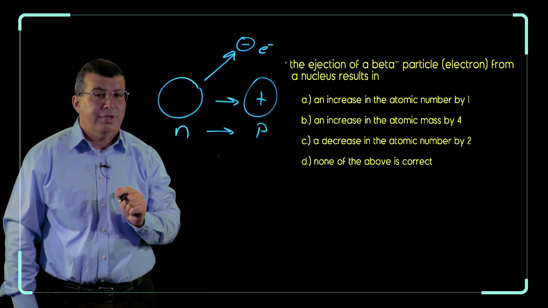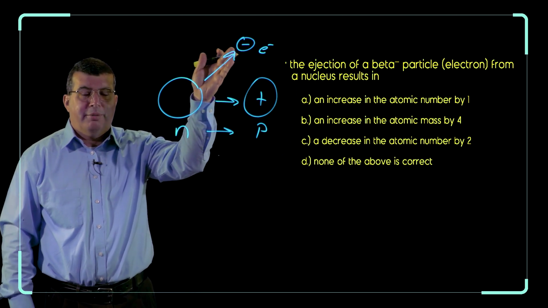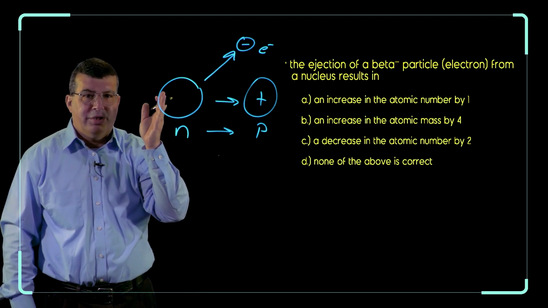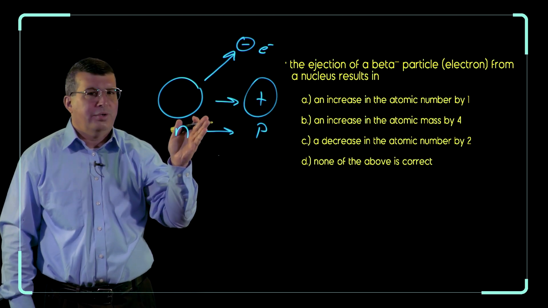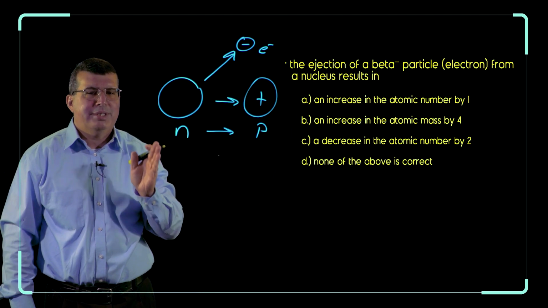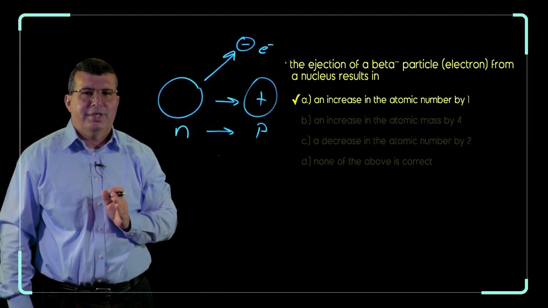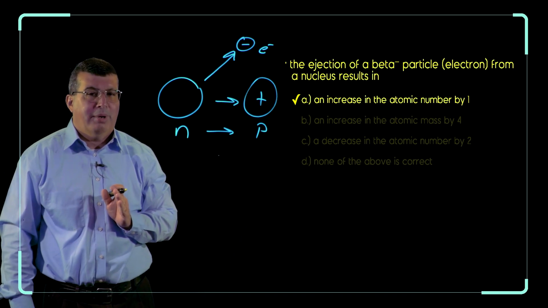So the correct answer here is that the ejection of an electron, a beta minus particle, from a neutron in the nucleus results in having an extra proton, results in increasing the atomic number by 1. So the correct answer is A. This results in an increase in the atomic number by 1.